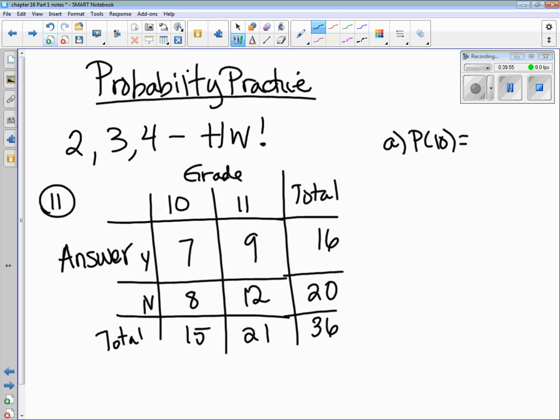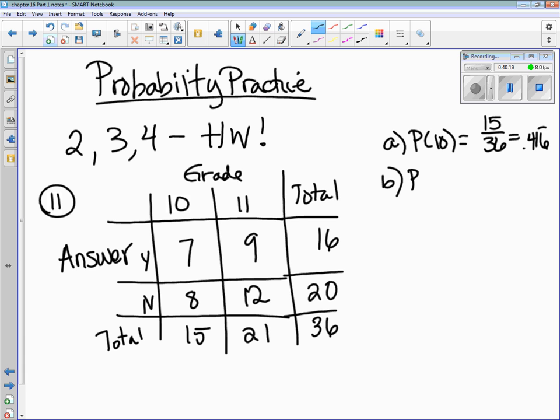Tell me what two things I'm going to divide. What by what? 15 divided by 36. Good. And you can leave it as that fraction, or you can give it to me as a decimal. It's 0.4167. 0.416 repeating. But grade 10 is the total of grade 10 divided by the total total. We know this. Answered yes.